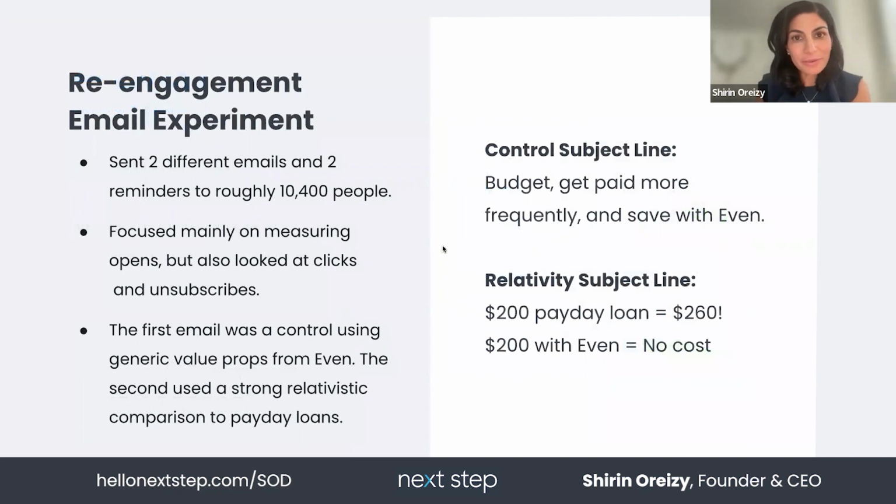For them, some of the work that we did was to run a series of experiments where we sent out emails and reminders to about 10,000 of their users. The thing we were trying to test for was, can we produce more users for them using this idea of relativity? In the control subject line, which is basically the emails that they were using before we got in, we talk about how you can use this solution to budget, get paid more frequently, and save. Then in our relativity subject line, we use this kind of relative comparison to simply show how much better the client's solution is than their biggest competitor, which is payday loans.